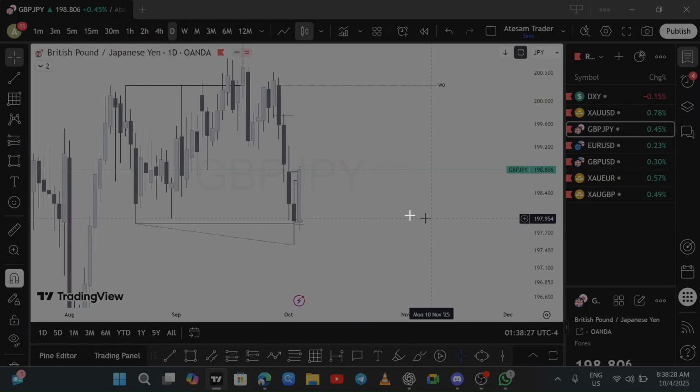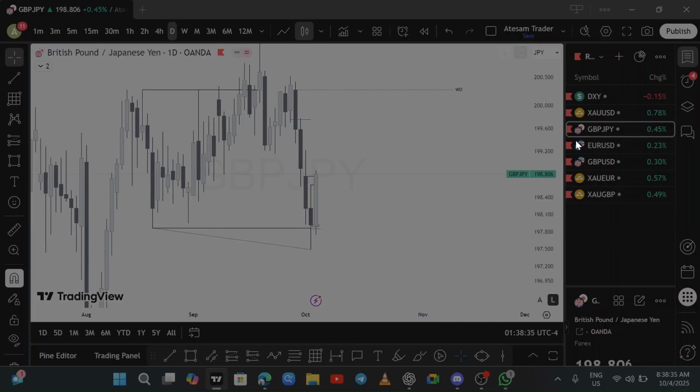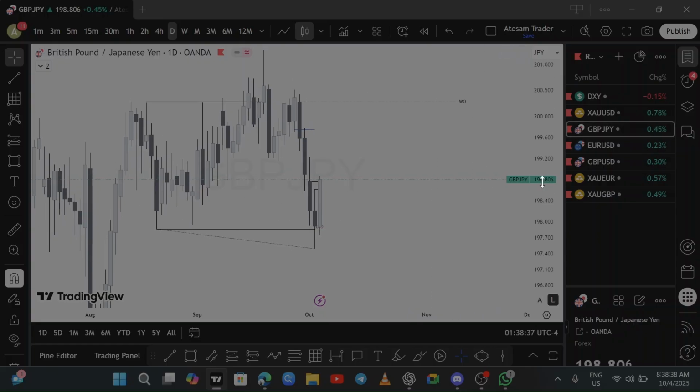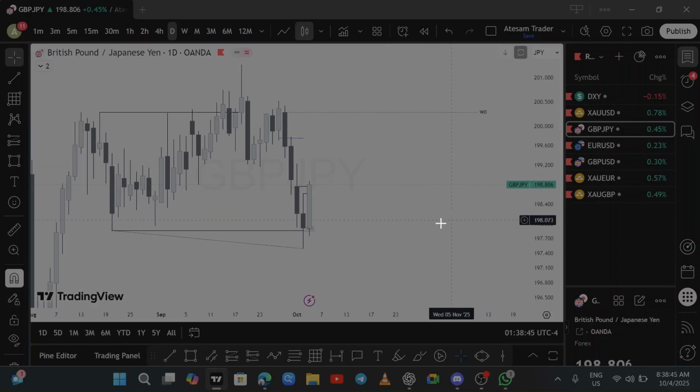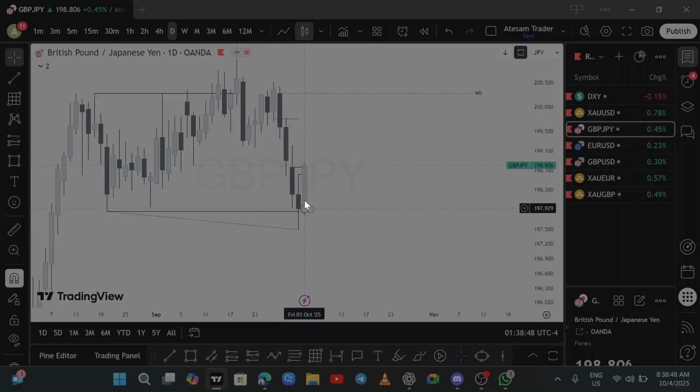Hello guys, let's analyze the trade I took yesterday. The first trade I took in GBPJPY because we have the GBP news, and the second trade I took in gold. So I will start with the GBPJPY, and I'll tell you what was the idea, why I was expecting the bullish bias here for that day.